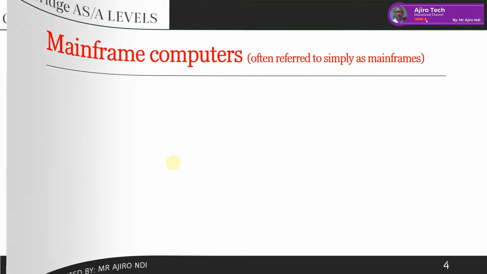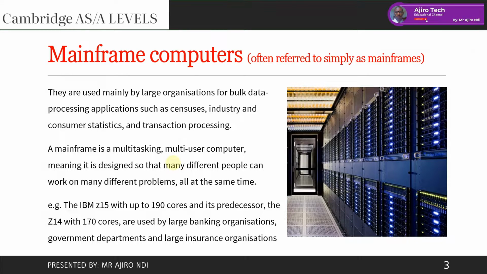Now let's talk about the example. Right here we have the example of mainframe computers. The one I can think of right now is the one you're seeing right here, which is the IBM Z15. It has up to 190 cores. Its predecessor, the Z14, came with 170. They're used for large banking organizations, even some government departments, and large insurance organizations, etc.